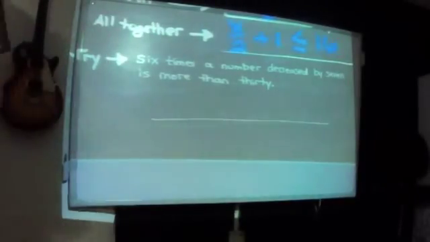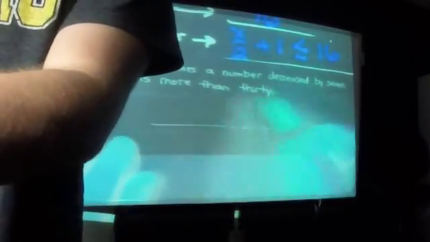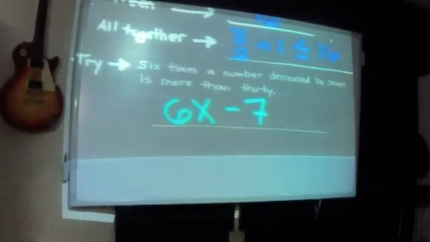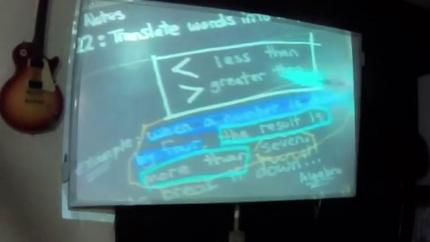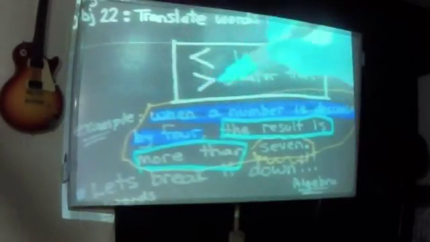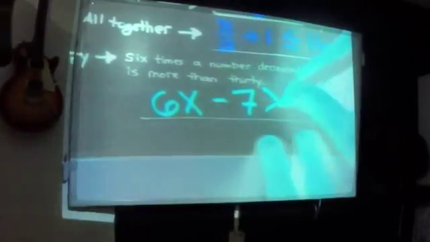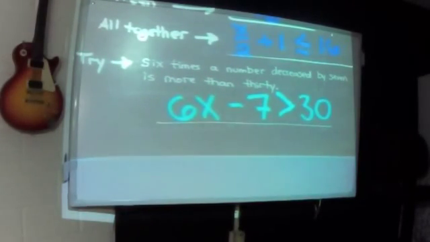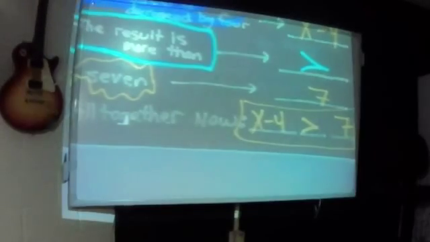6 times a number. What's that going to be? Decreased by 7 is more than, and if you can't remember your sign, greater than or more than, I want to do this so it points to the right, 30. Just like that. And that is it. That's really 3 examples. Hopefully that helps get you started on that objective. They will get more difficult, but that's basically how it goes.